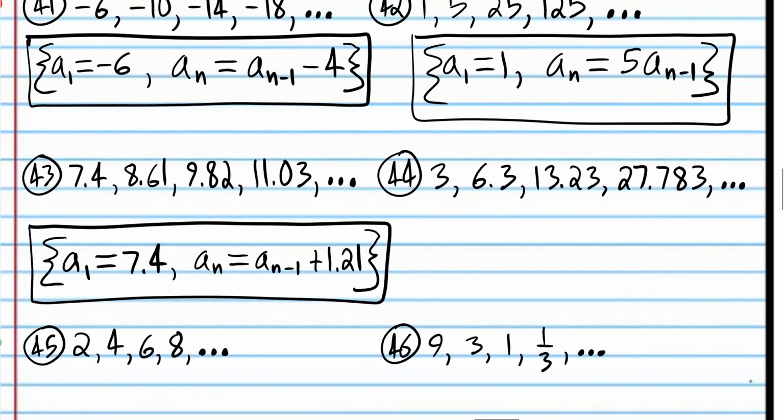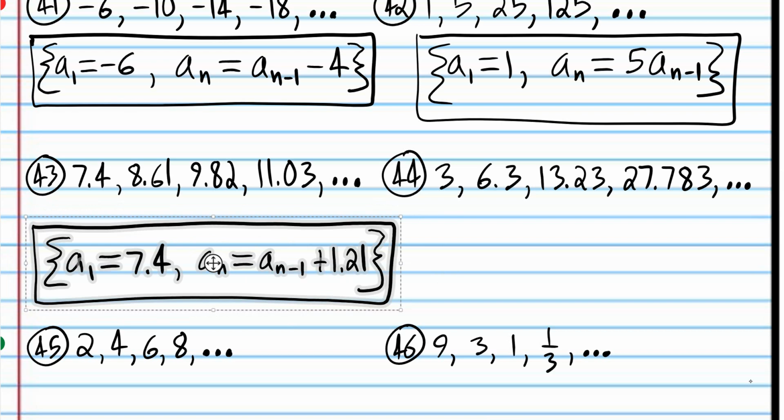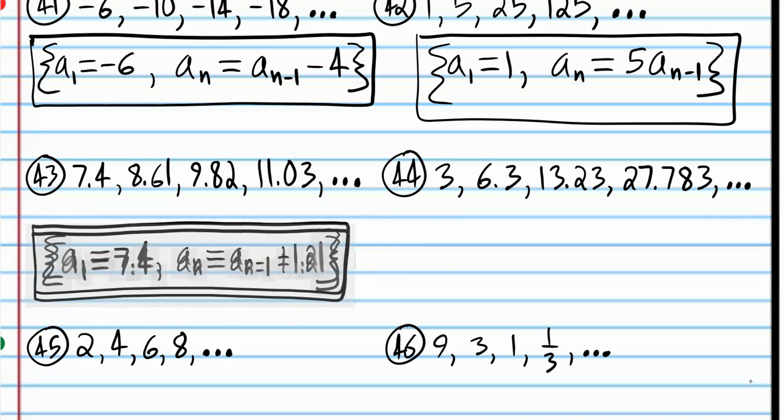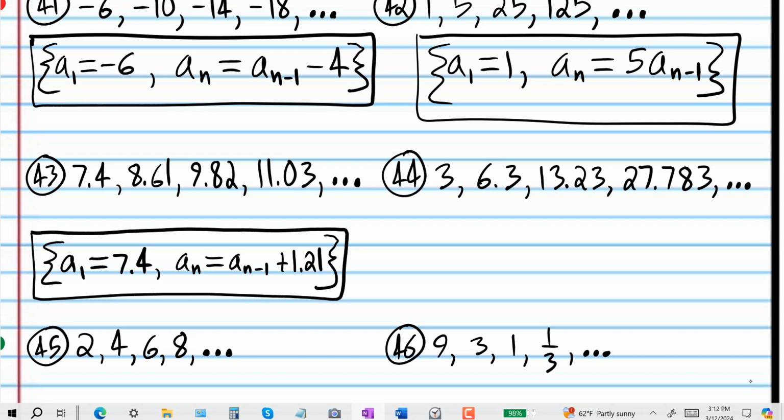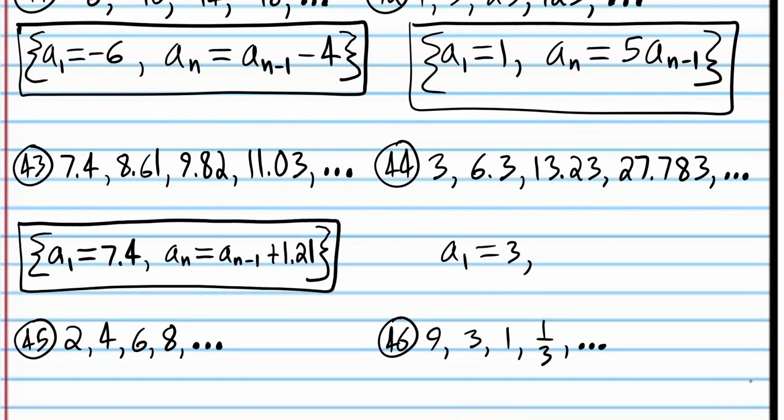So in 44, I think this was a geometric sequence, and we multiplied by 2.1. So in recursive form, we write the first term of the sequence, and the nth term is equal to 2.1 times the previous term. So there you go.